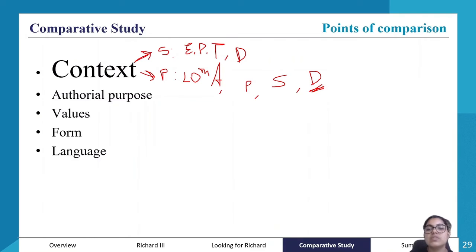Think about values, which links back to context. Form is a big one: Shakespearean drama, soliloquies, asides, characterization, stage directions, versus docudrama. All the things we talked about: method acting, avant-garde, cinema verite. Make sure you use those in your essays. And then language, the power of language.